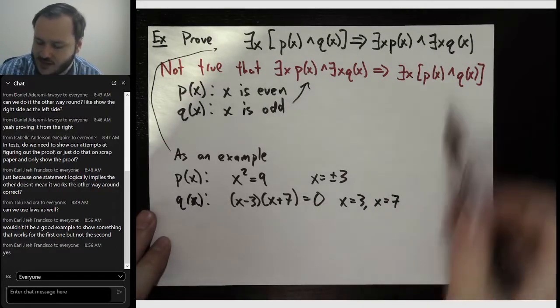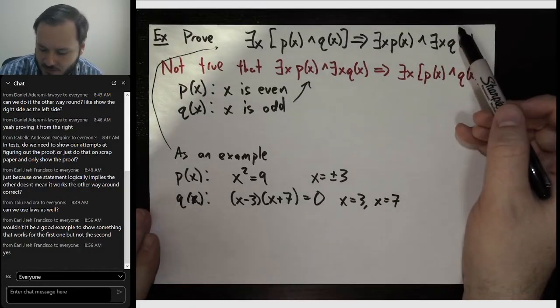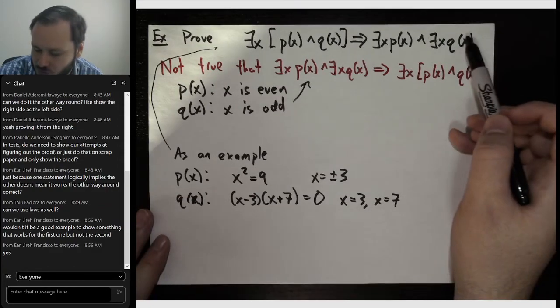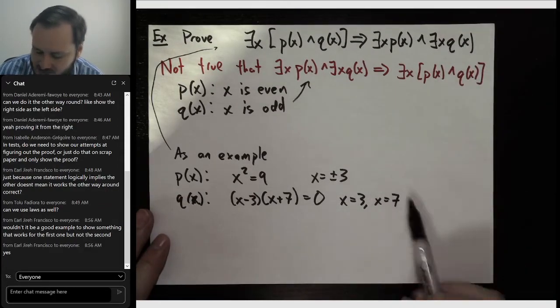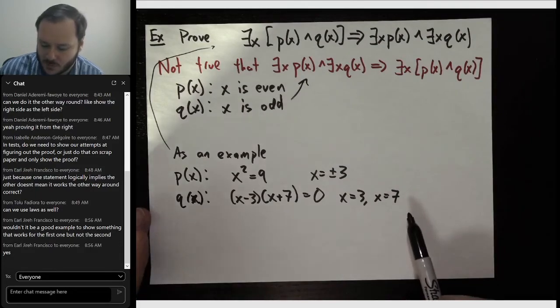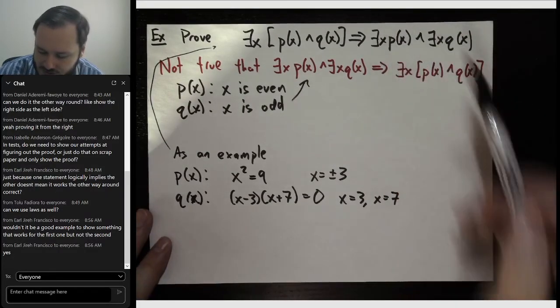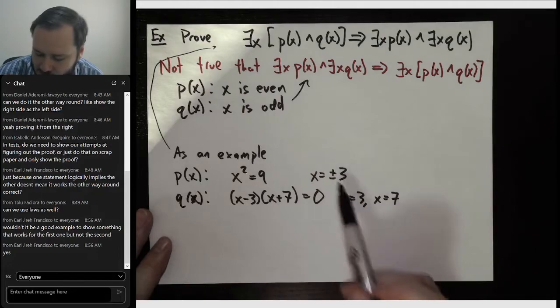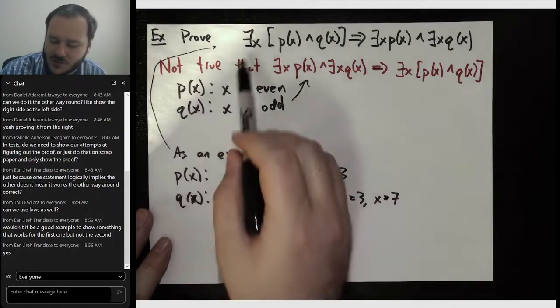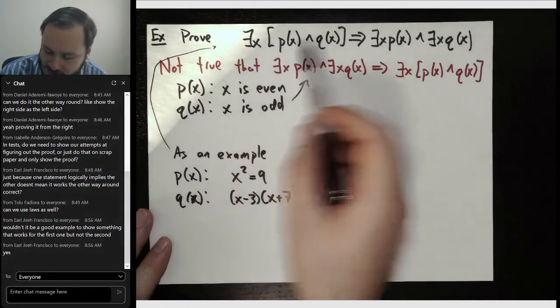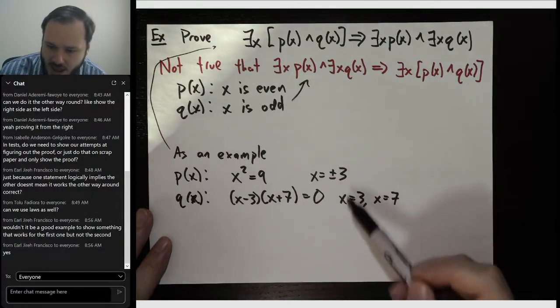Right? You could use 7 to show there exists an x q of x. If I just wanted to prove there exists an x q of x, 7 is a perfectly fine example to come up with. If I just want to prove there exists an x p of x, minus 3 is an example I can come up with. But if I want to show there exists an x p of x and q of x, 3 is the one I have to find.